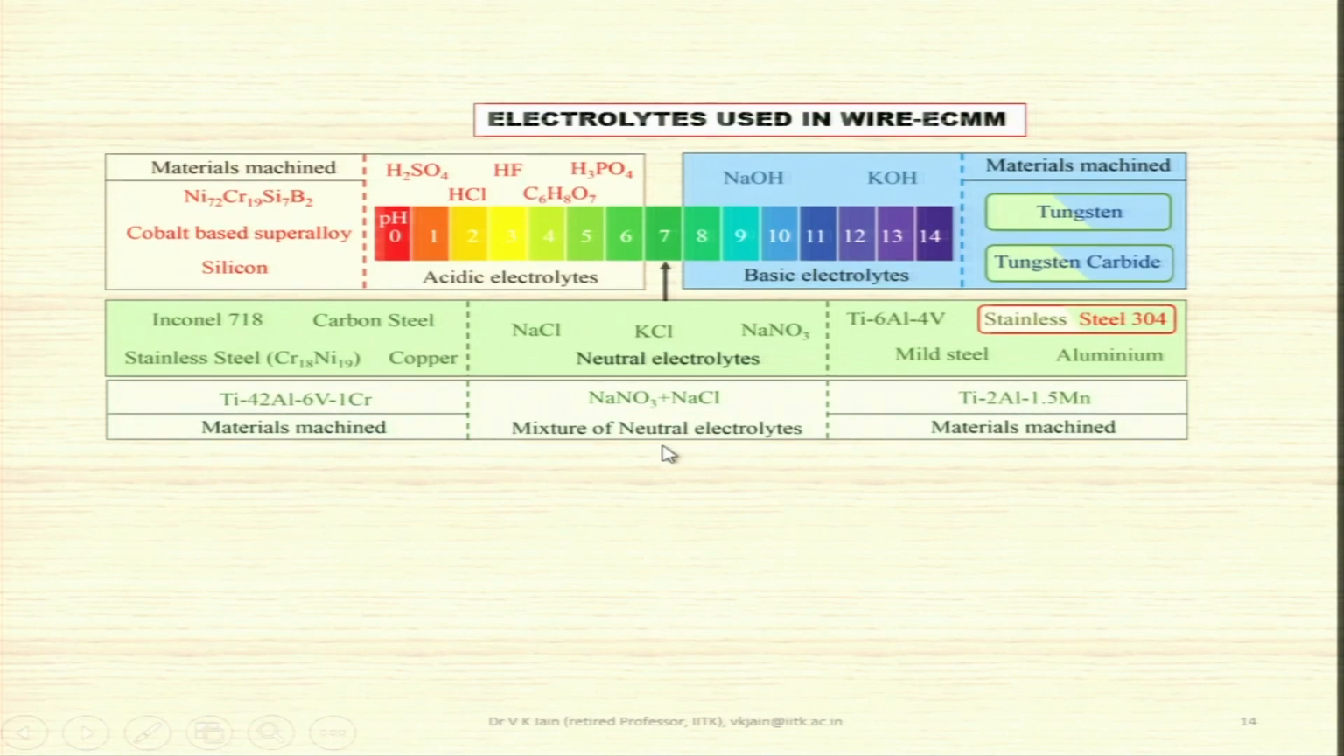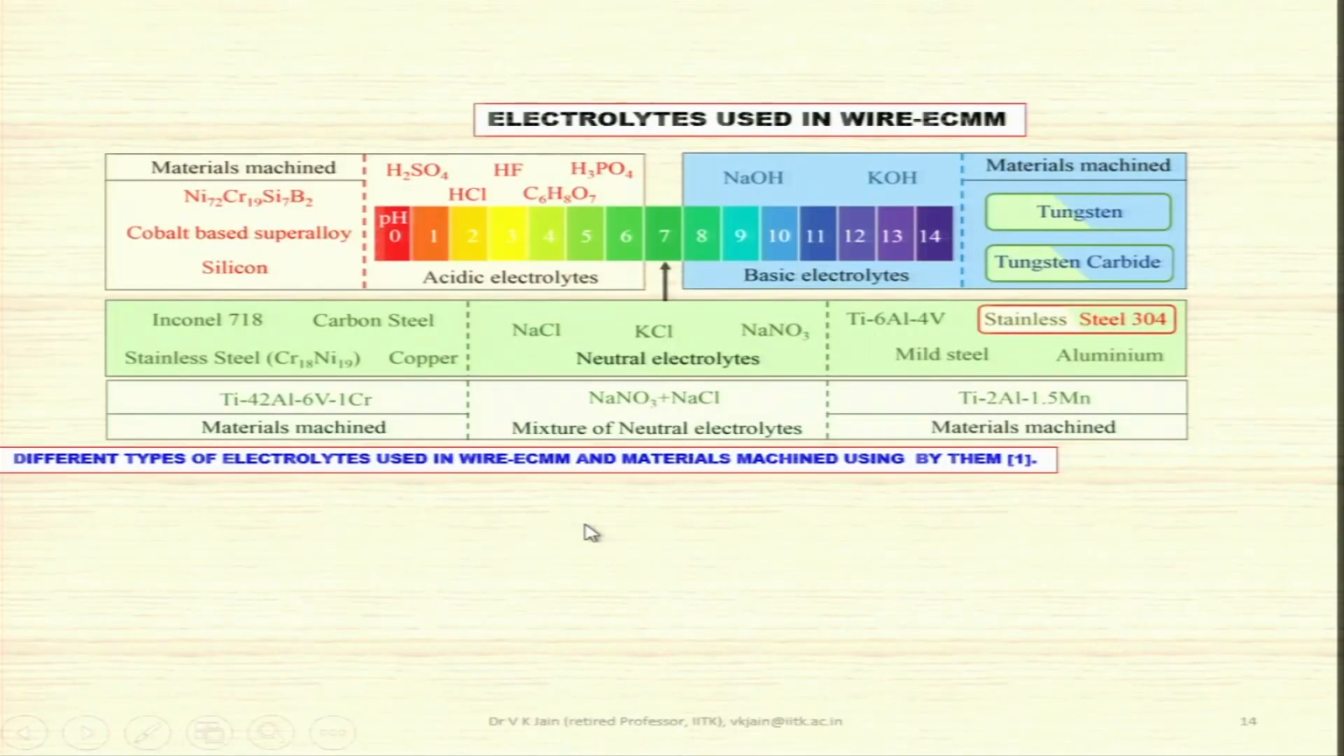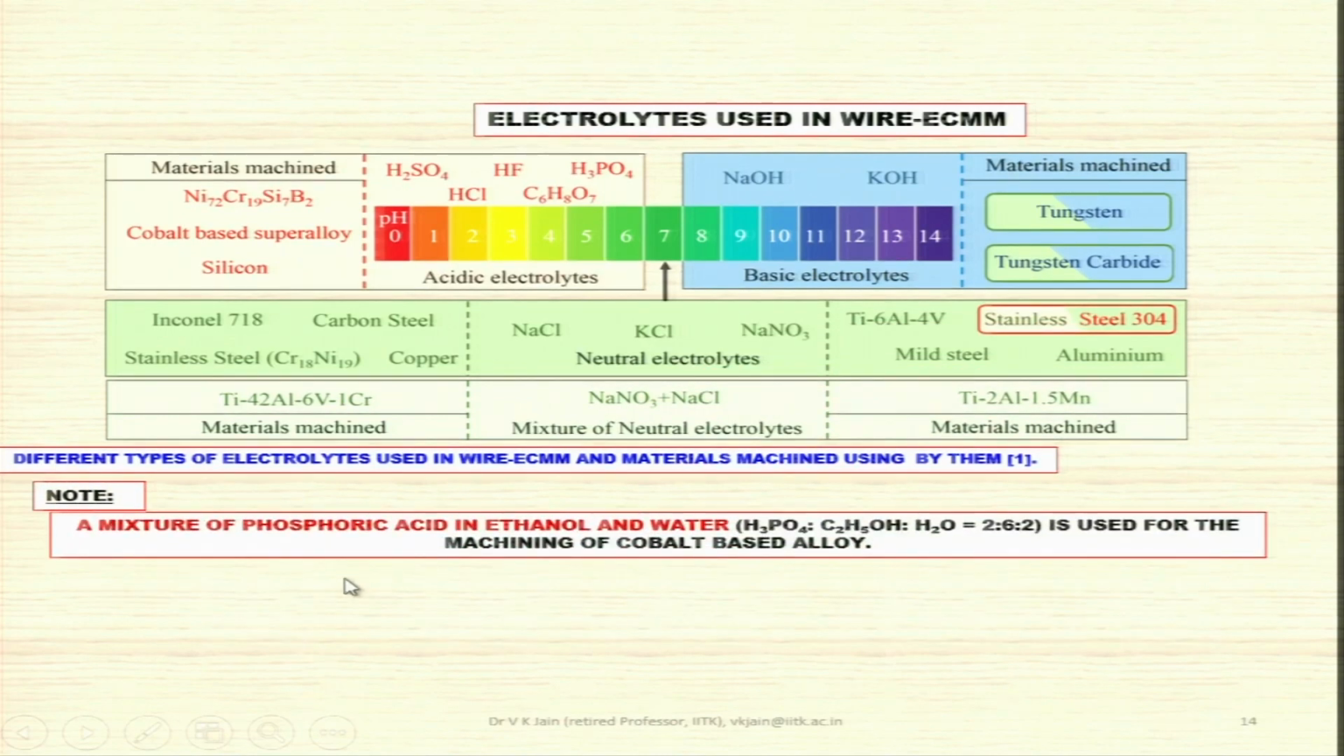Mixture of neutral electrolytes, this is very important to note, because in many alloys you may be required to use a mixture of electrolytes rather than a single electrolyte. But you should be careful when you are using a mixture of electrolytes. Those constituent electrolytes should not react with each other. Different types of electrolytes are used in wire ECMM and materials machined using them. Note, a mixture of phosphoric acid in ethanol and water is used for the machining of cobalt based alloy. So, a mixture is used for machining of the alloys.